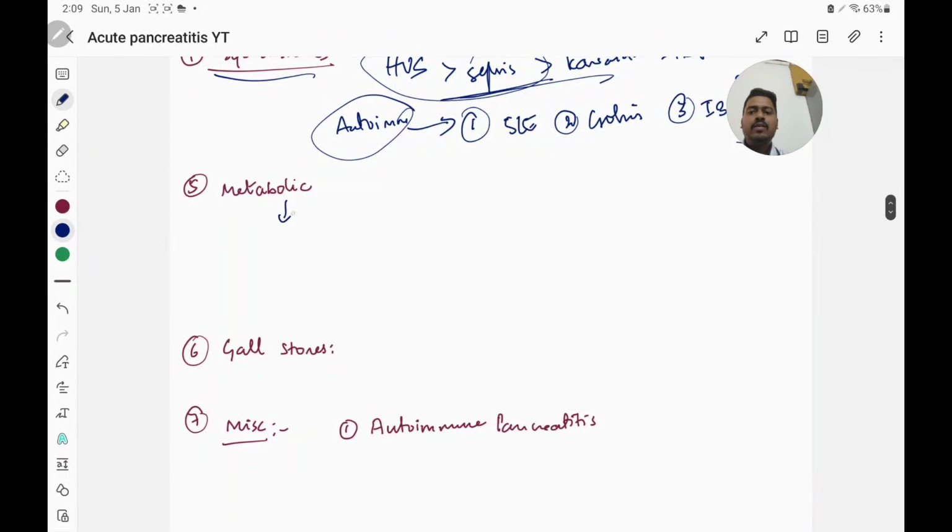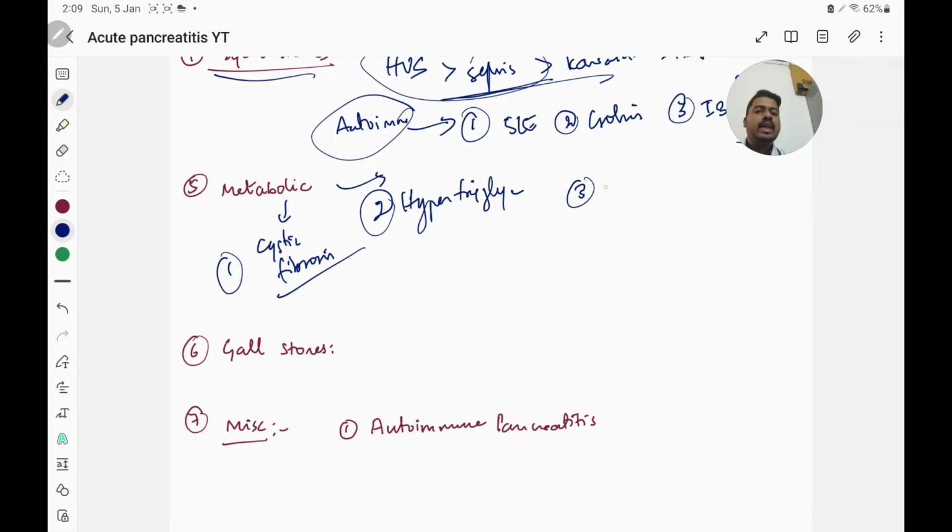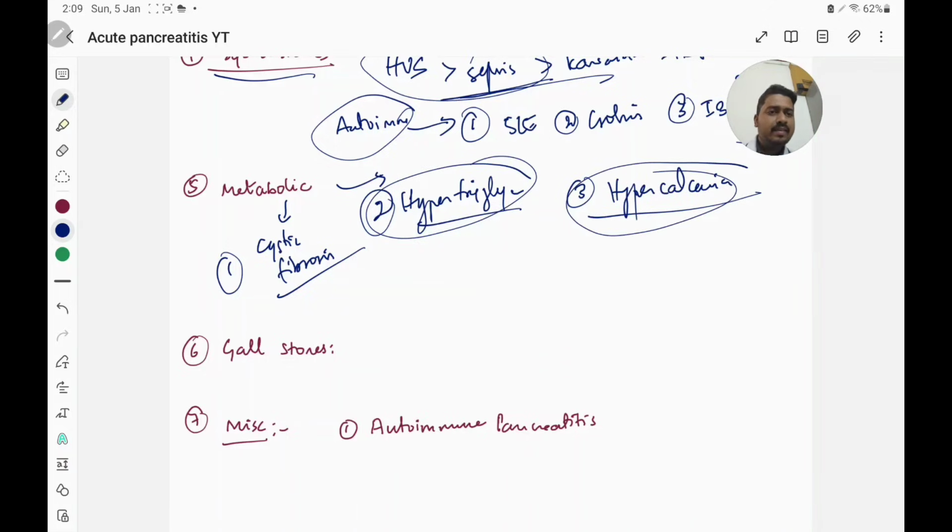Coming to metabolic disorders, you have disorders like cystic fibrosis, second one is hypertriglyceridemia, and third one is hypercalcemia. See, in adults, hypercalcemia and hypertriglyceridemia are known to cause it. They are most common, but in pediatric cases it is very less.